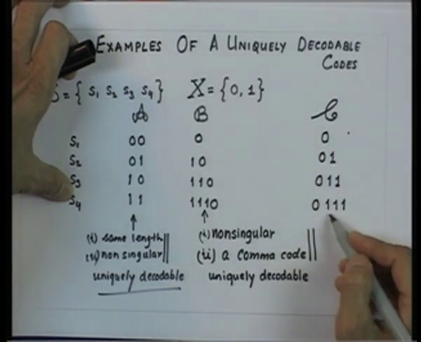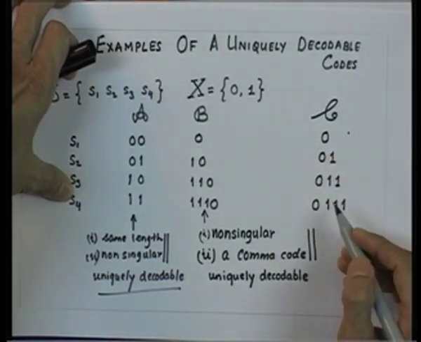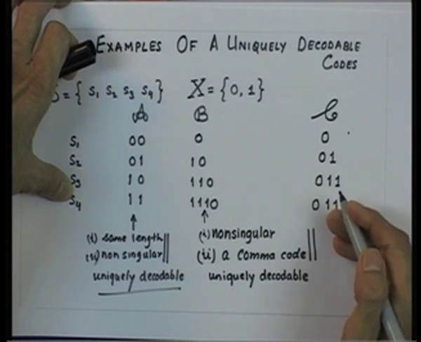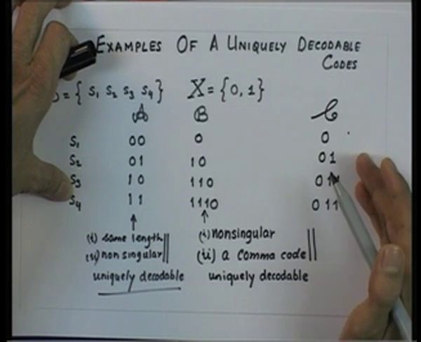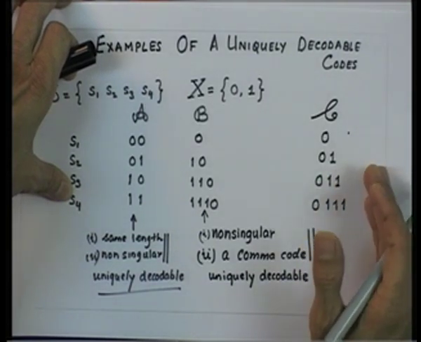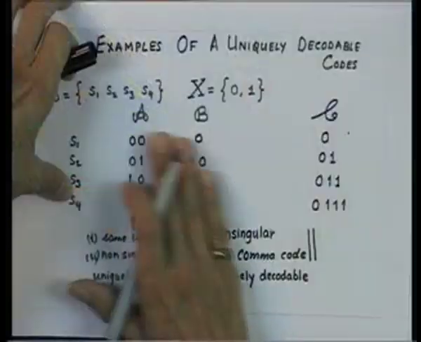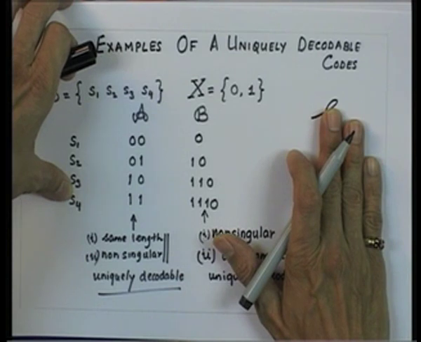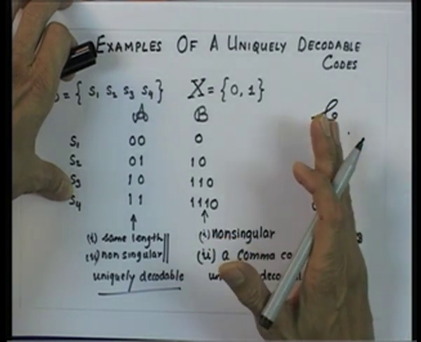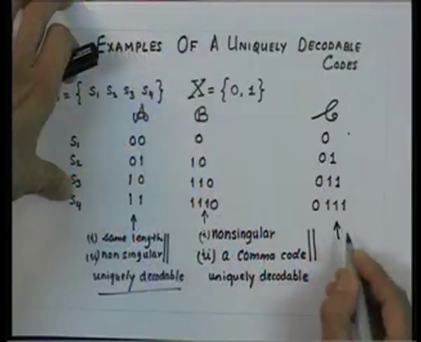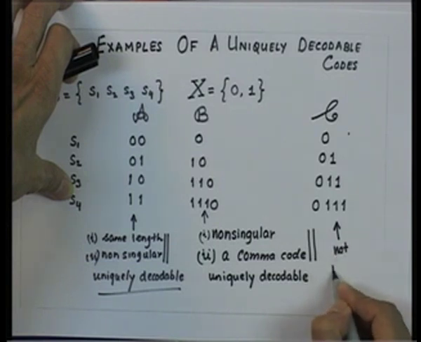So, when I have this code, I cannot decode code word by code word as it is received. There is a time lag in the decoding process. I have to look forward to the succeeding code symbols before I take a decision to decode. So this is a distinction of the code C from code A and B. Though this is uniquely decodable, there is a time lag in the decoding process. So we say that this code is not instantaneous.